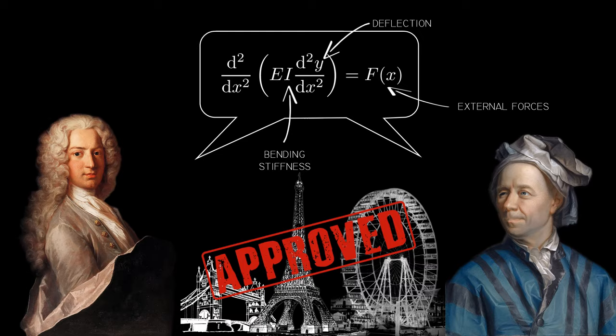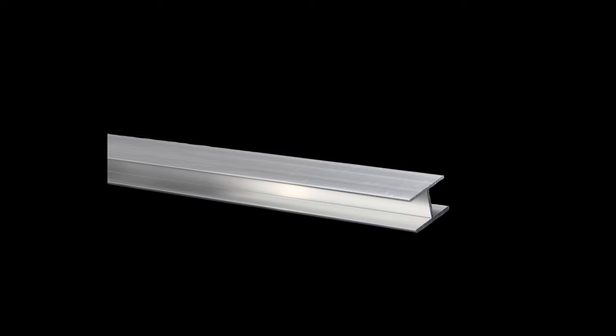Here is a beam. It's just floating around in space for now, so we might as well turn it into a line and put the line on a graph. The shape of the beam's neutral axis is exactly the same as the shape of the graph, so our y-axis is deflection and x is distance from the left edge.